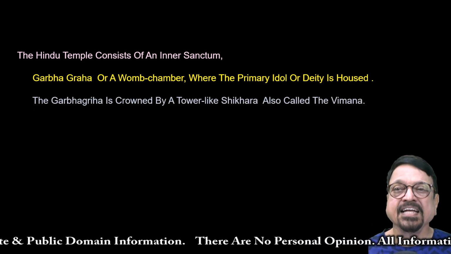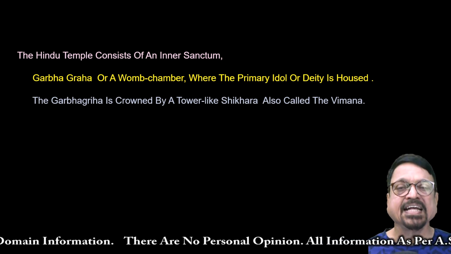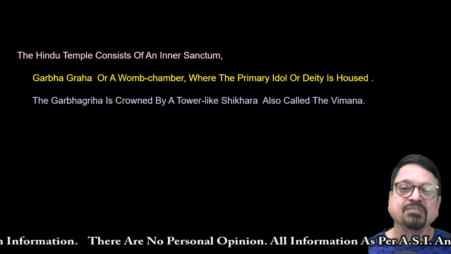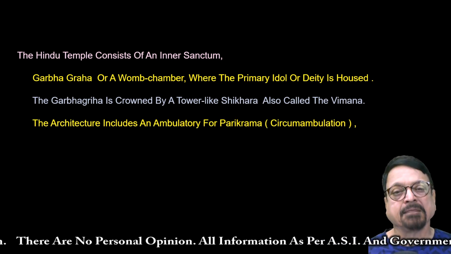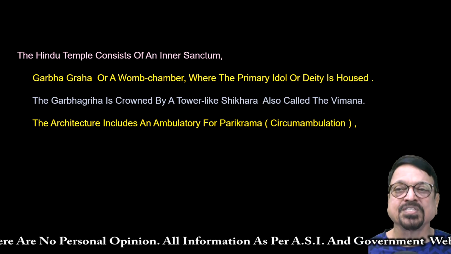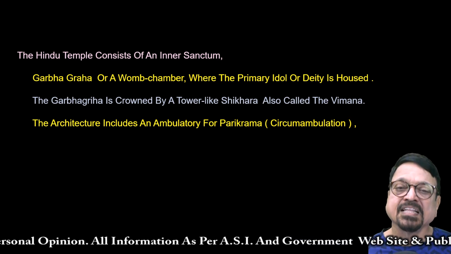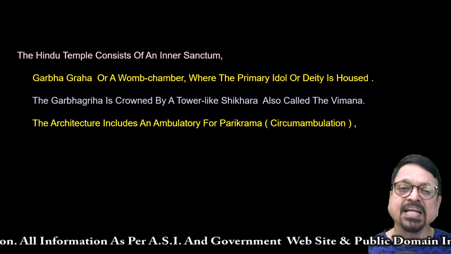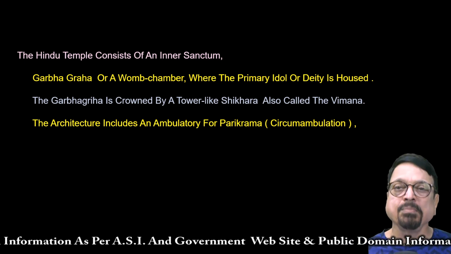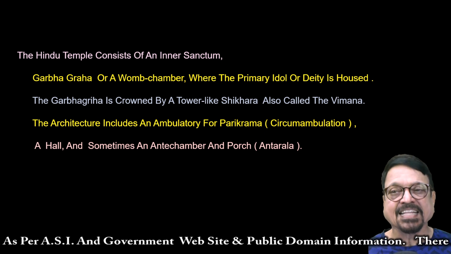Then is the crown of a Garbhagriha, which is a tower-like structure called Shikhara or Vimana, and there are also superstructures over them. Either it can be Amalaka or Kalasha, which we are going to see. There has to be a circumambulatory path, because people have to take parikrama, that is a round around the Garbhagriha, which may be open, semi-open, or closed. All the varieties are there.